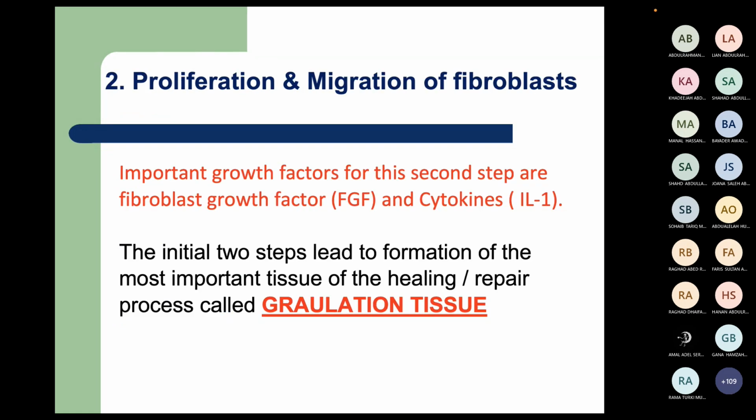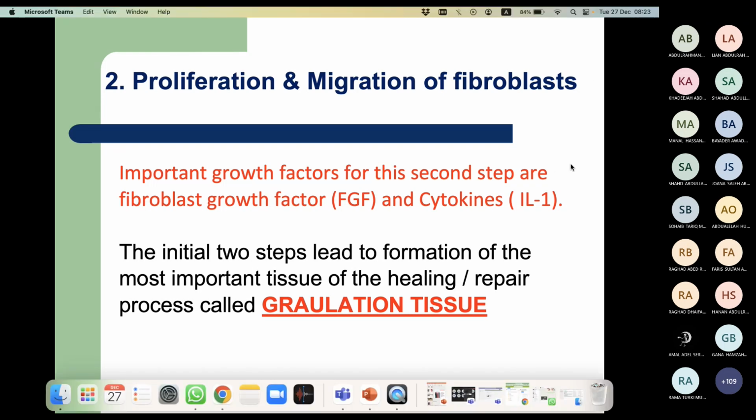In the second step, we get proliferation and migration of fibroblasts. Fibroblasts, as the name suggests, are fibrous tissue forming cells. These are the blast cells that lay down the collagen, they deposit the fibrous or collagenous tissue, and many growth factors are involved in this process. The two given here are the fibroblast growth factor and the cytokine IL-1. You know what is IL?